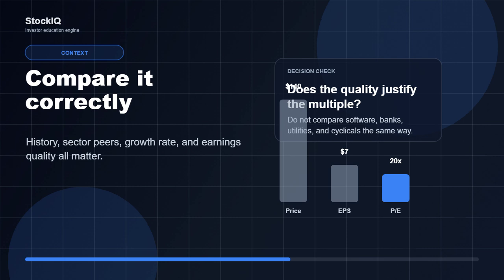Third, compare P/E to growth. A company growing earnings 20% per year can justify a different multiple than a company growing 2% per year. Fourth, check earnings quality. Are earnings backed by real cash flow? Are margins stable? Is revenue growing? Or are earnings being helped by one-time items?